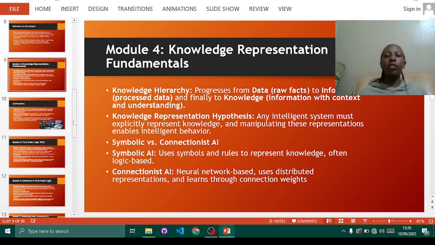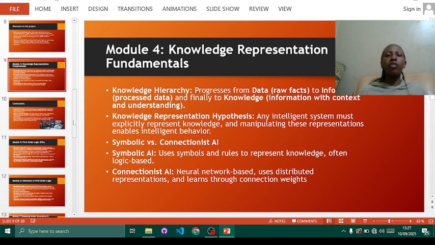It progresses from data, which are raw facts and figures such as numbers, one, two, three, any words, to information, which is processed data, and finally to knowledge, information with context and understanding. Then the knowledge representation hypothesis: an intelligent system must explicitly represent knowledge and manipulate this representation, which enables intelligent behavior.